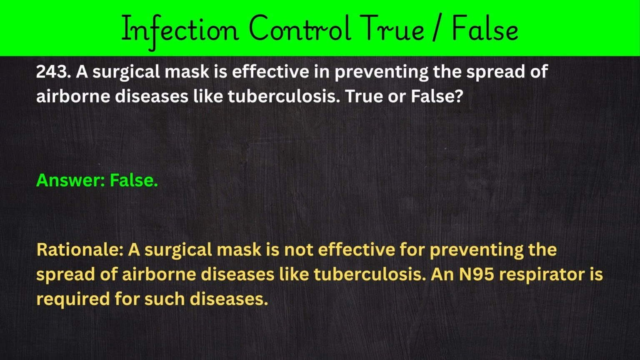243. A surgical mask is effective in preventing the spread of airborne diseases like tuberculosis. True or false? Answer: false. Rationale: a surgical mask is not effective for preventing the spread of airborne diseases like tuberculosis. An N95 respirator is required for such diseases.